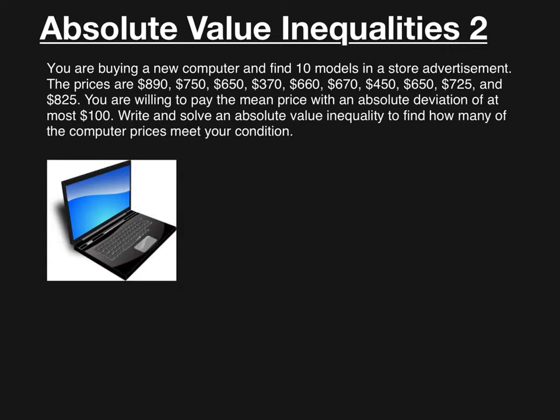So let's go through our process here, our STAR process. We want to study the problem, underline what we're looking for. We want to find how many of the computer prices meet our condition. Now, the information we need is the prices of the computers. Obviously, we'll box all of that information. And we also need to understand that we are willing to pay the mean price, and we know that the absolute deviation is at most $100. Now, this problem doesn't tell us what the mean price is, so that's actually something we're going to have to figure out on our own.